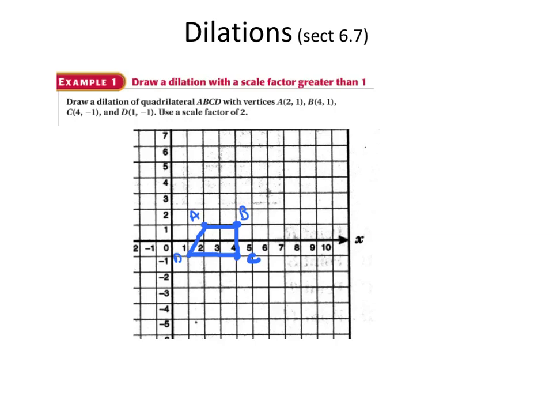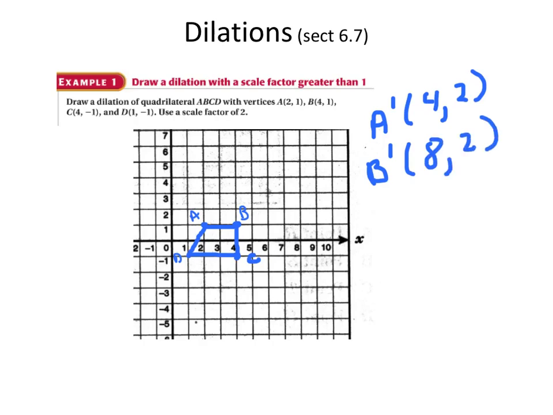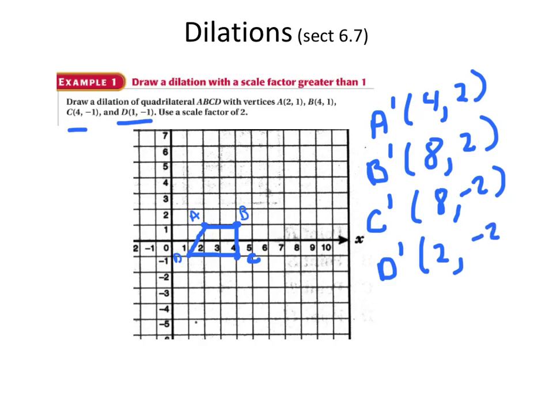Now I'm going to use my scale factor, so I'm going to go ahead and find A prime. A prime says I multiply everything by 2 for my scale factor. So 2 times 2 is 4, and 1 times 2 is 2. B prime, I take 4 times 2 is 8, and 1 times 2 is 2. C prime, I take my C point. 4 times 2 is 8, and negative 1 times 2 is negative 2. And finally for D, 2 times 1 is 2, and 2 times negative 1 is negative 2.